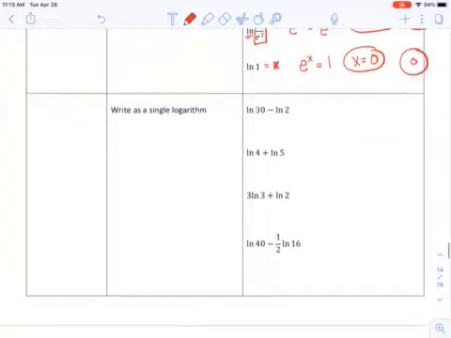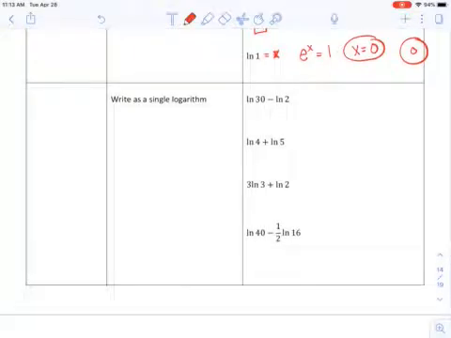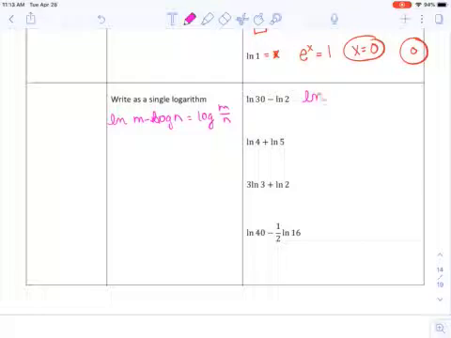Okay, combining into single logs. That is the same rules as what we had for the other logs. So if you're subtracting, remember subtraction gives you division. Log m minus log n equals log of m divided by n. That's not to be confused with secret of the universe, right? When you're combining, you write the word log once. If you're doing secret of the universe, you write the word log twice. So this is going to be ln of 30 over 2 or ln of 15.